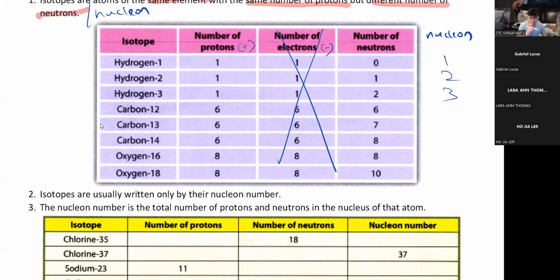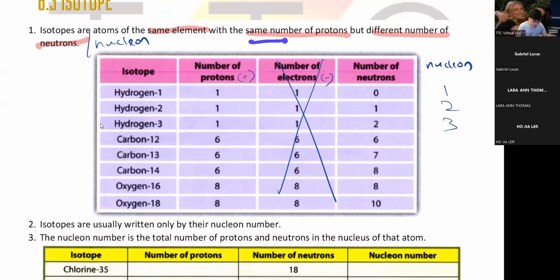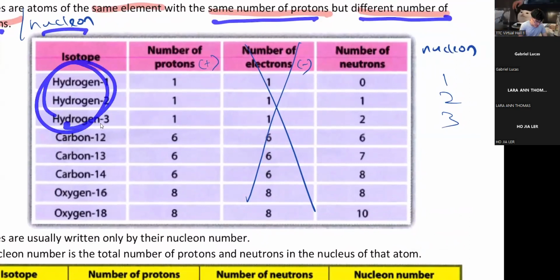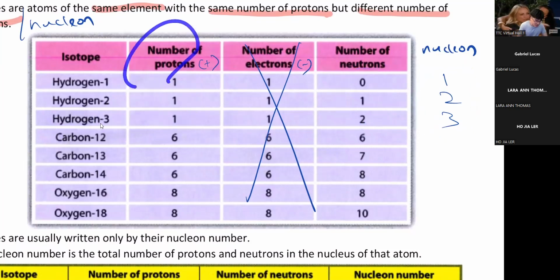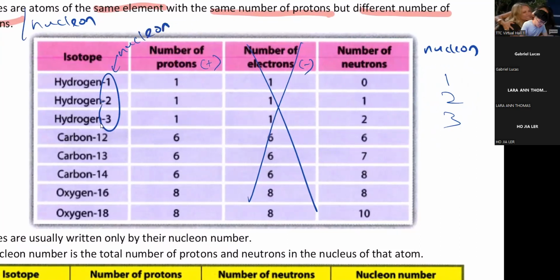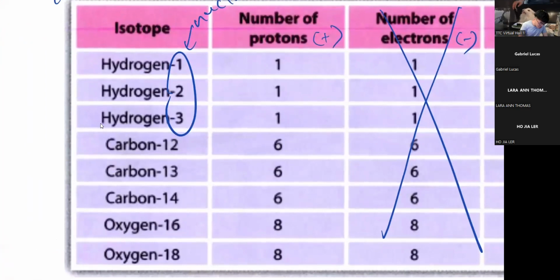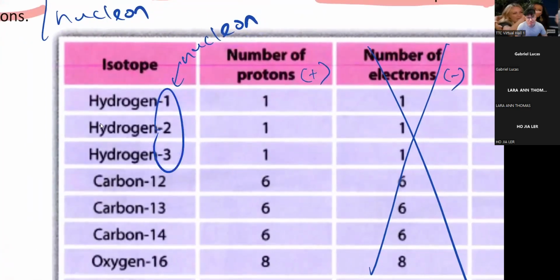So you see, remember our definition just now? Same number of proton, different number of neutron or nucleon. So as long as they are isotope, they have the same number of proton, different number of neutron or nucleon. When neutron is different, for sure nucleon is different lah, because this plus this is this one. So this 1, 2, 3, they are the nucleon. So when you see isotope, the number behind is the nucleon number.